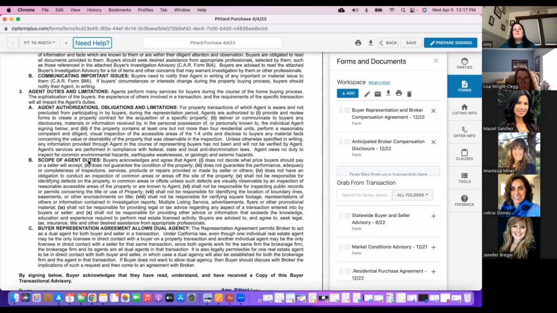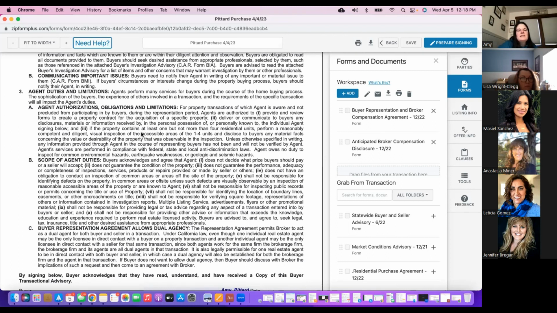Agents may perform services for buyers during the course of the home buying process. The sophistication of the buyers, the experience of others involved in a transaction, and the requirements of the specified transaction will all impact the agent's duties. Agents' authorizations, obligations, and limitations. For properties to which the agent is aware and not precluded from participating in by buyers during the representation period, agents are authorized to provide and review forms to create a property contract for the acquisition of a specific property, deliver and communicate to buyers any disclosures, materials, or information received by, in the personal possession of, or personally known to the individual agent signing below.